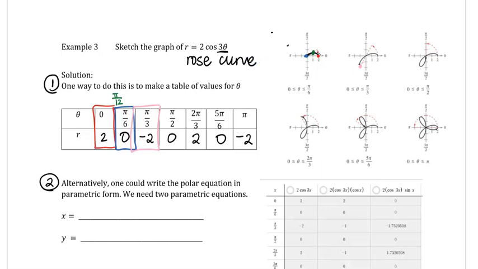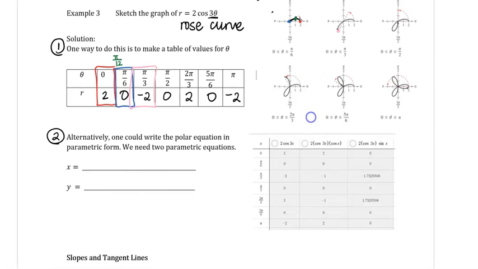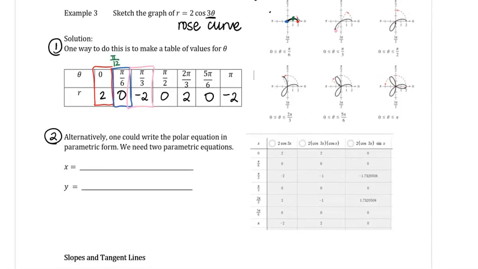Kind of the same way that in rectangular equations, we call all second degree polynomials parabolas, in polar equations, all equations that look like r equals some number cosine some number form rose curves. And here is one way that we could sketch this one. Alternatively, if we didn't want to make a table and plot points, another way that we could sketch this polar graph is to use parametric equations.